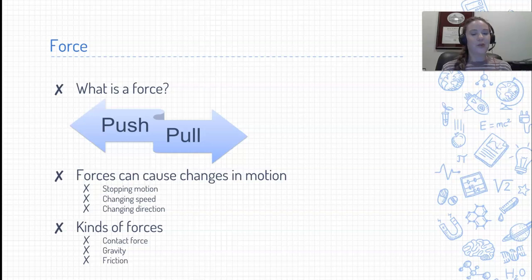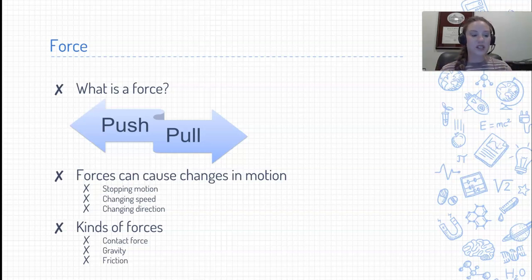So first, what is a force? Well, a force is either a push or a pull that happens on an object, and a force can cause a change in motion. So it can either stop motion from happening, or it can change an object's speed, or it could change an object's direction. And there are different kinds of forces that can cause this change in motion.